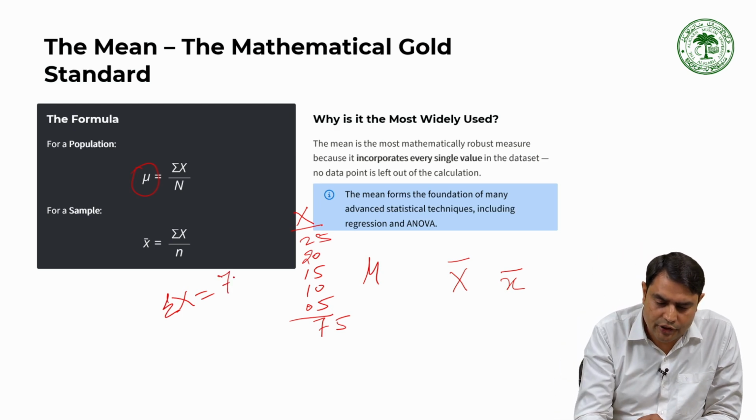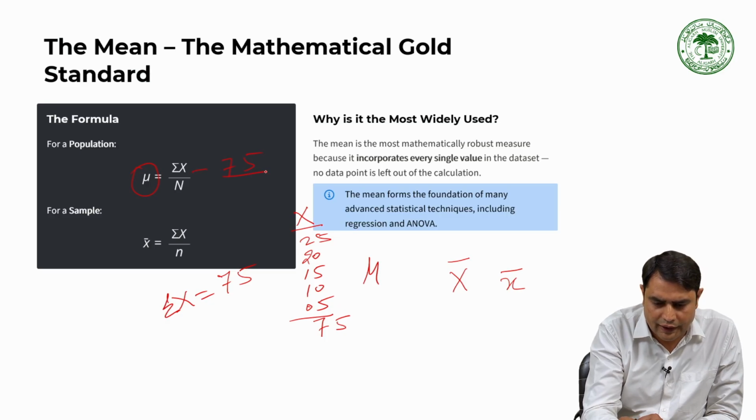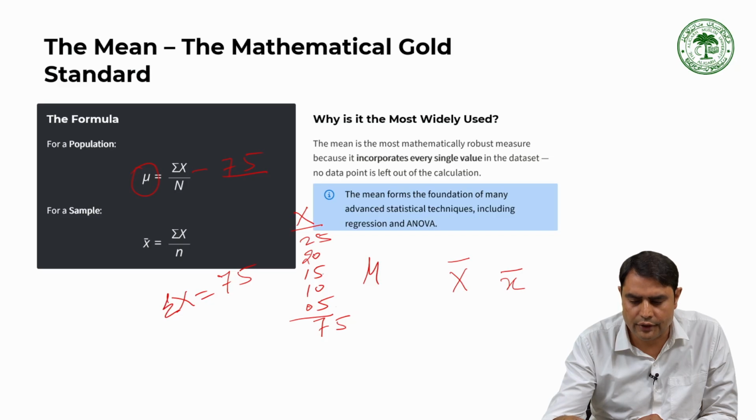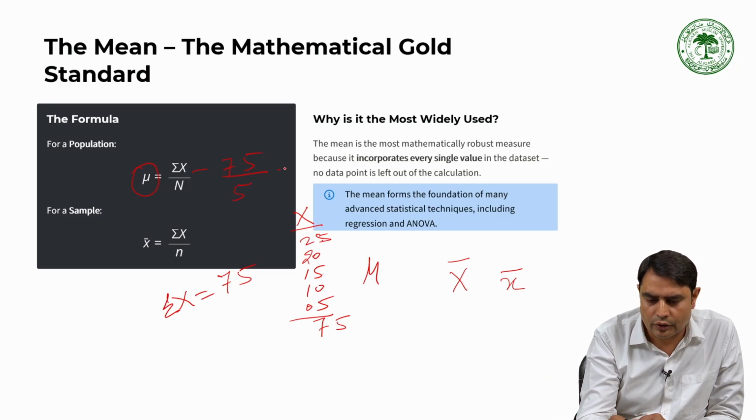75 is my summation x, and n is the number of observations, the count: 1, 2, 3, 4, 5. So, I have 5 observations here. So, what is my mean? 75 by 5, 15 is my mean. So, I can say my mean is 15.